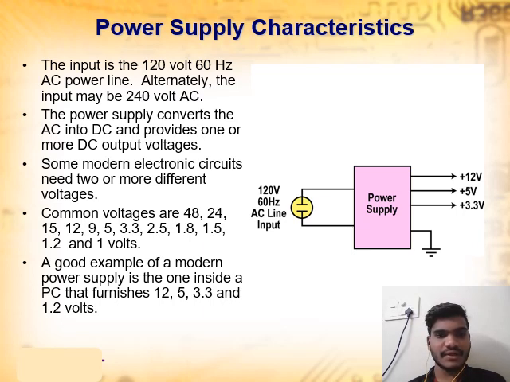Some modern electronic circuits need two or more different voltages. Common voltages are 48, 24, 15, 12, 9, 5, 3.3, 2.5, 1.8, 1.5, 1.2, and 1 volts. A good example of a modern power supply is one inside a PC that furnishes 12, 5, 3.3, and 1.2 volts.